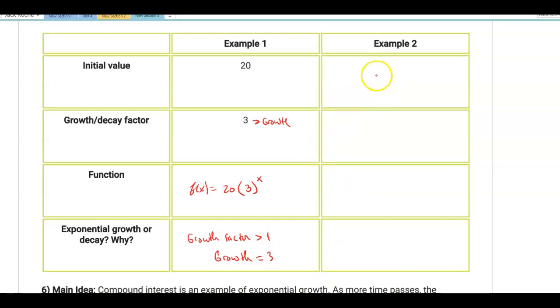Okay? Now, if I told you the initial value of the next function was 15, and the growth or decay factor was 3/4, what would our function be here? Well, f of x equals, what's our initial amount? 15. What is our growth or decay factor? 3/4 raised to the x power. Because our factor is less than 1 but greater than 0, this is exponential decay, because 3/4 is less than 1. Okay?